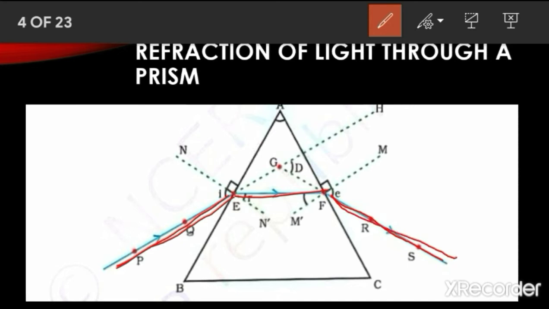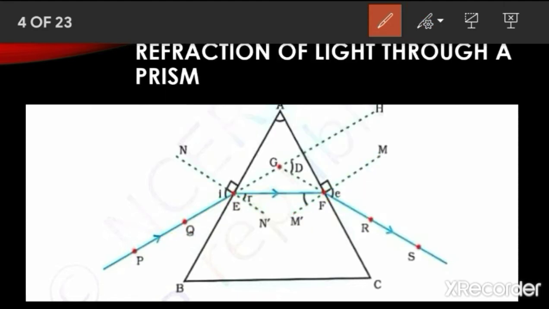The angle between the incident ray and the normal is the angle of incidence. The angle between the refracted ray and the normal is the angle of refraction. And the ray that comes out after second refraction is called the emergent ray. And this angle between the normal and the emergent ray is the angle of emergence. And this angle is the angle of prism, denoted by capital letter A.